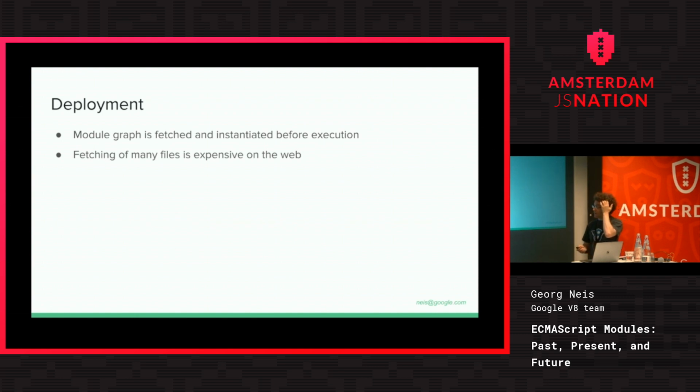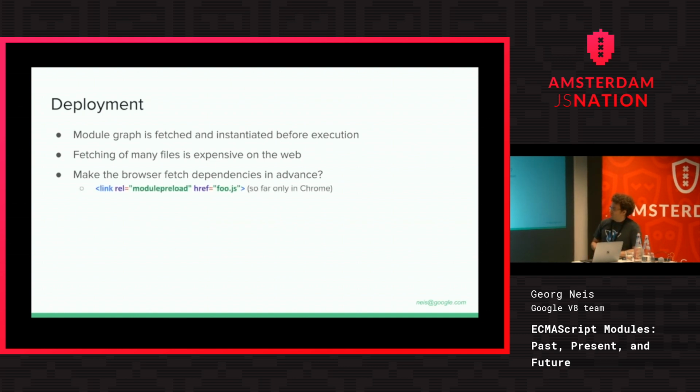Okay, let's stop with the crazy examples. A few words about deployment and loading. So obviously on the web it's expensive to fetch many files. So if your application is really large, this may be a problem. Some things you can do are telling the browser to prefetch things, so to fetch resources in advance. The one mechanism is something new that is, I think, available in Chrome only so far.